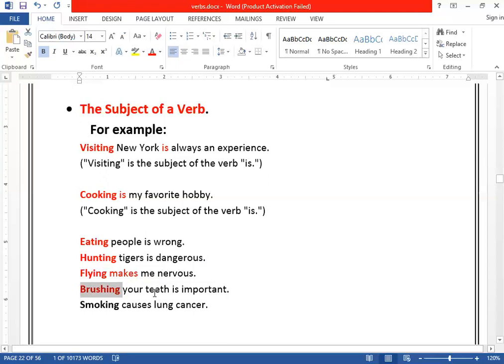Brushing your teeth is important. What is the verb here? Is. Excellent. Smoking causes lung cancer. What is the verb? Causes. Excellent. What causes lung cancer? Smoking causes lung cancer.